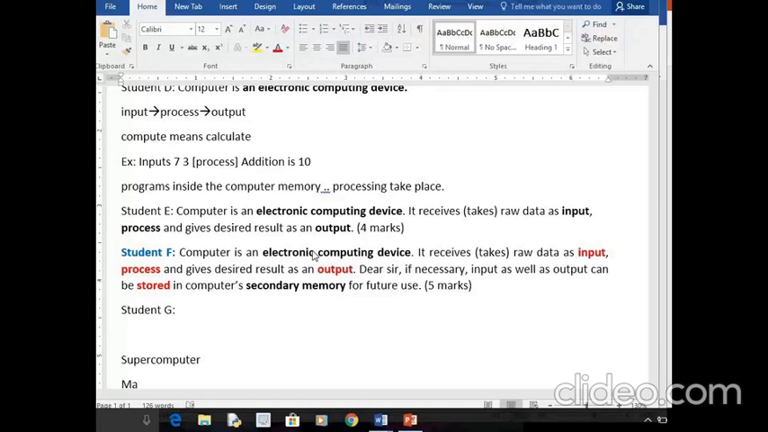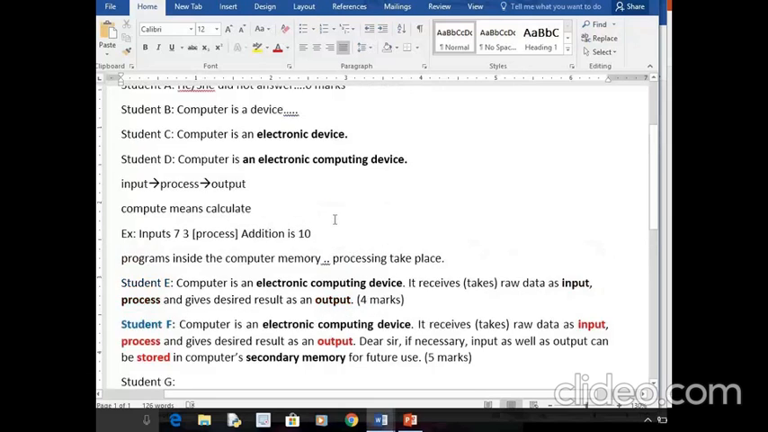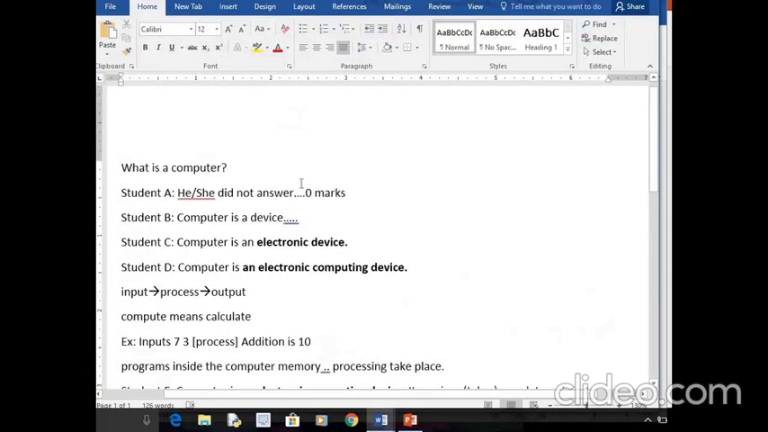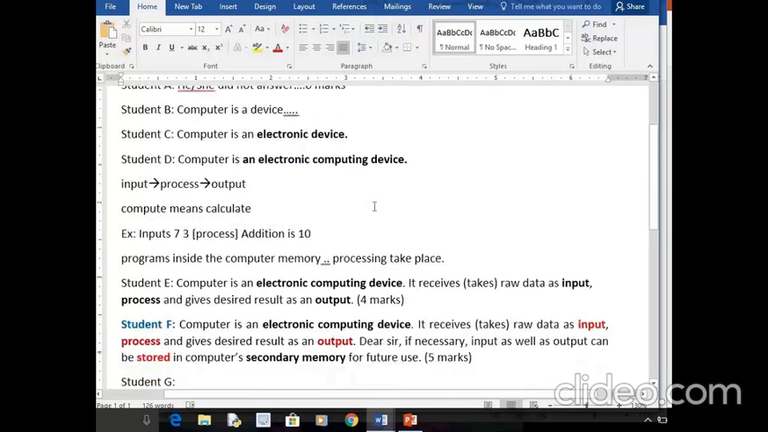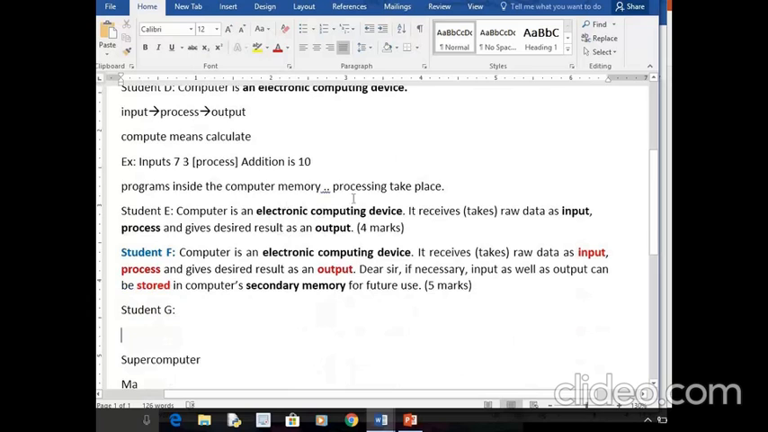Okay, coming back. I was explaining what is a computer. The first student answered no answer at all. What is a computer? That's why the first student is getting no marks at all, that is 0 marks. The second student answered computer is a device. A little bit improved answer. Okay, computer is an electronic device. Computer is an electronic computing device.